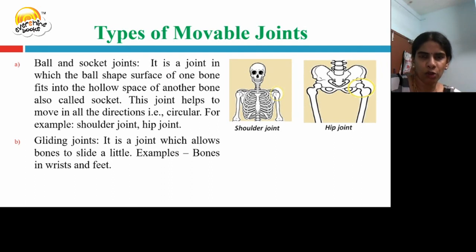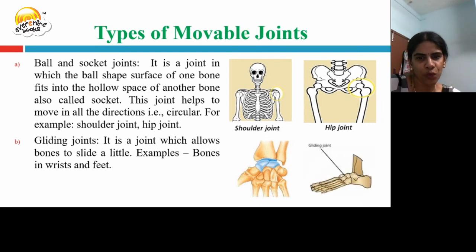The fourth movable joint is the gliding joint. It allows bones to slide a little. This you can see in the wrist of the hand and in the foot. The gliding joint can be seen in the wrist of the hand and the foot.